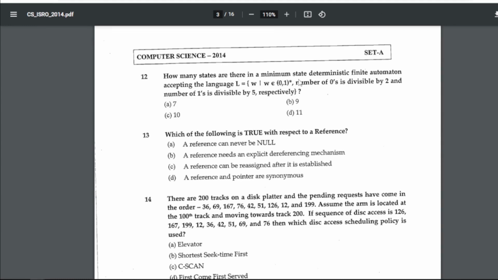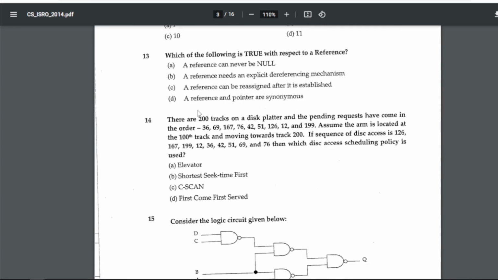This one, number of zeros is divisible by 2 and number of ones is divisible by 5 respectively. So for question number 12, if you solve this you will get the answer as C, that is 10, right? So you can create a minimal DFA, deterministic finite automata, and try to run this language and you will get these states.